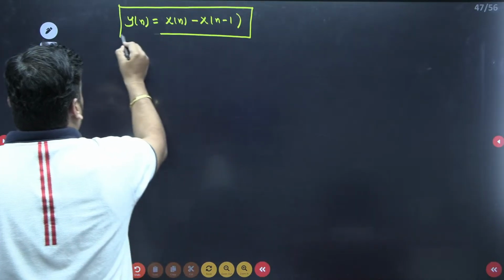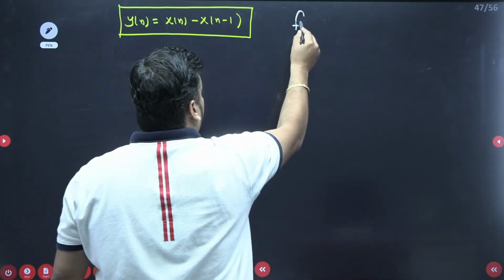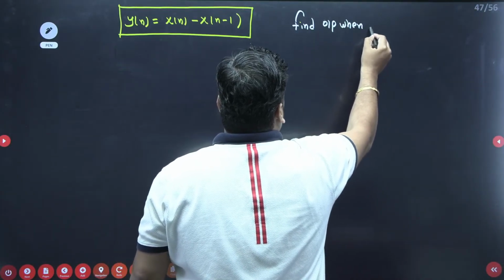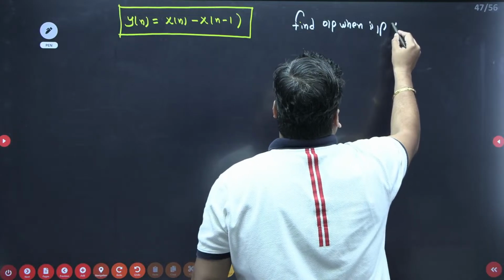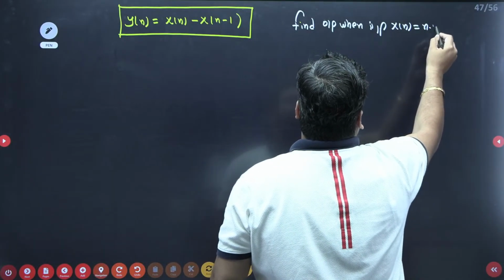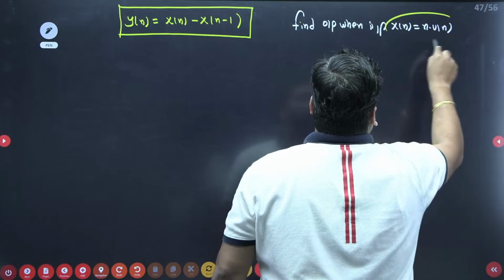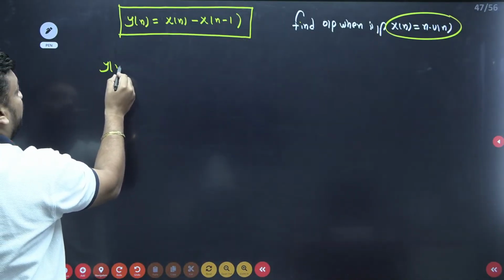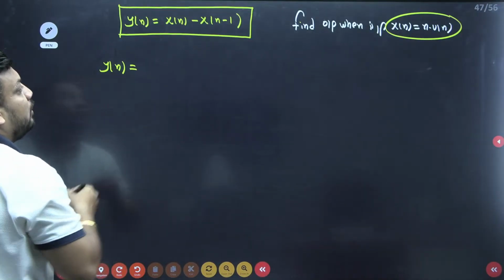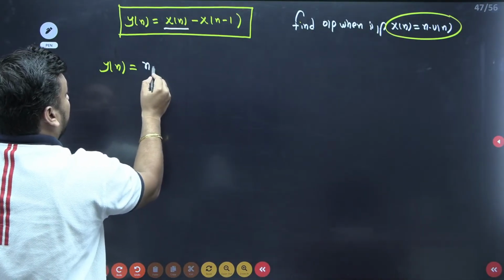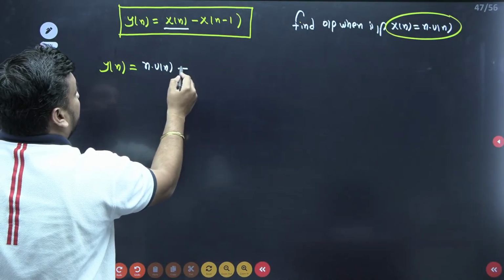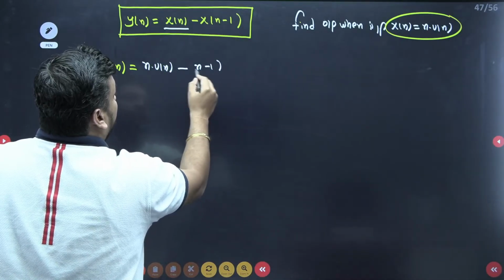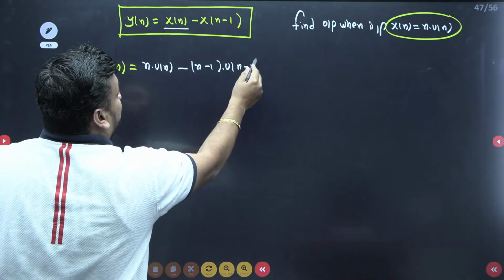The examiner is asking to find the output when the input x of n is equal to the ramp signal n u of n. It means what is y of n, guys? The y of n value is nothing but, now, what is x of n? X of n is n u of n. So I am putting here n u of n minus, wherever there is n, we have to put n minus 1. So n minus 1 into u of n minus 1.